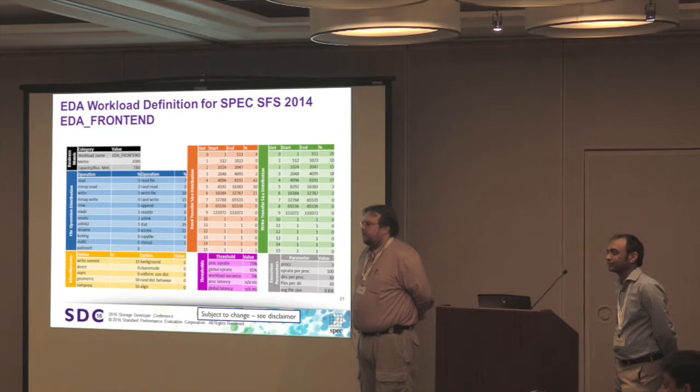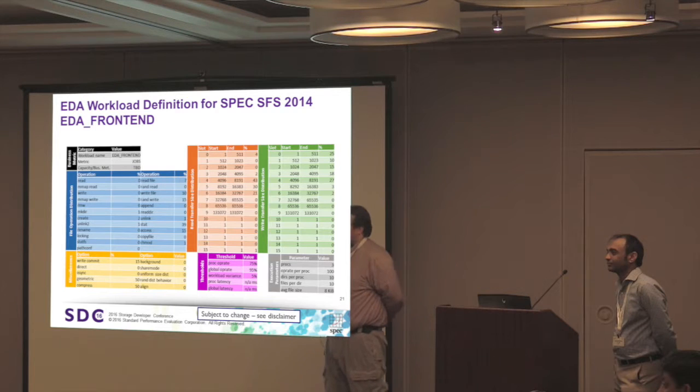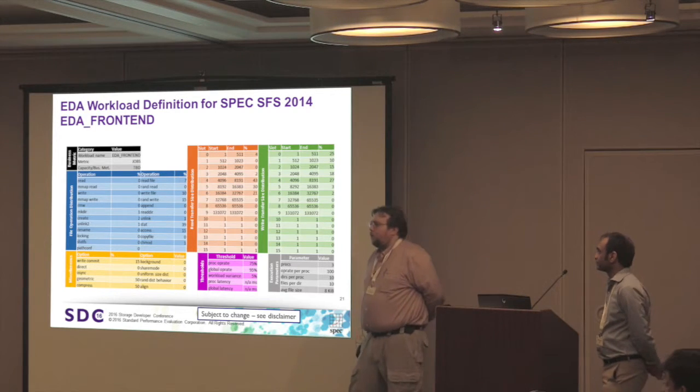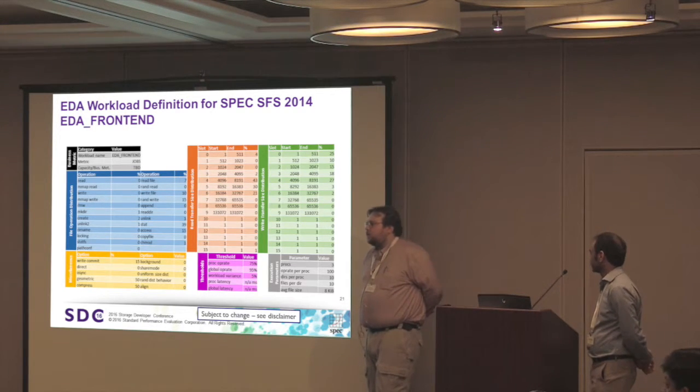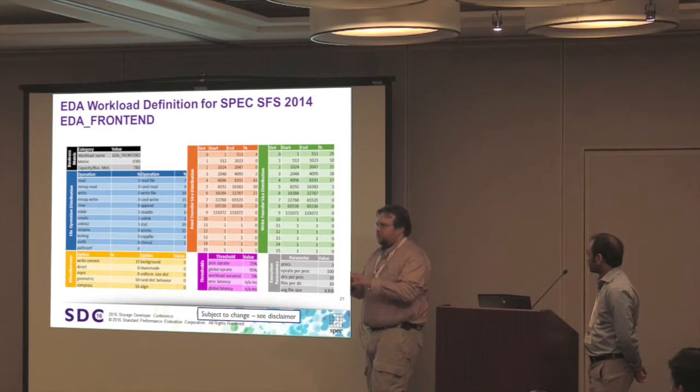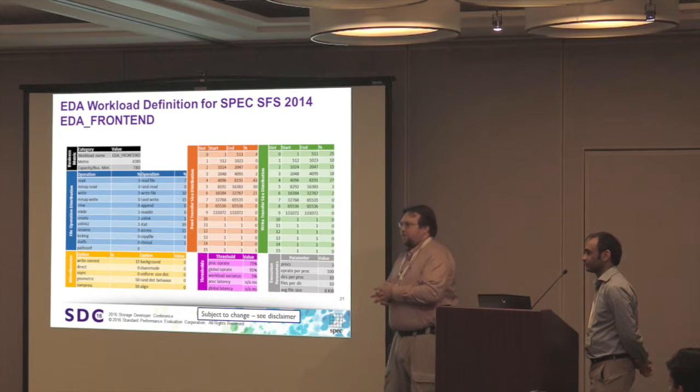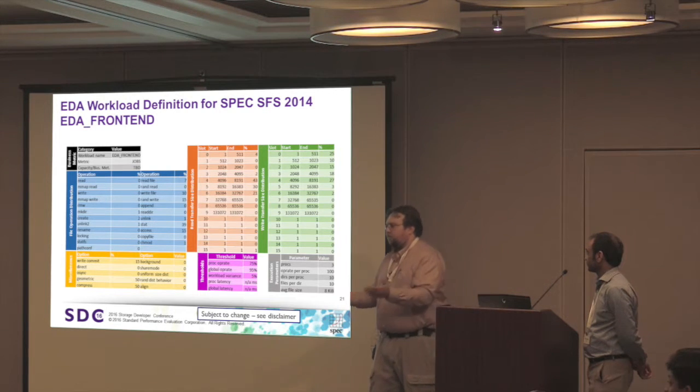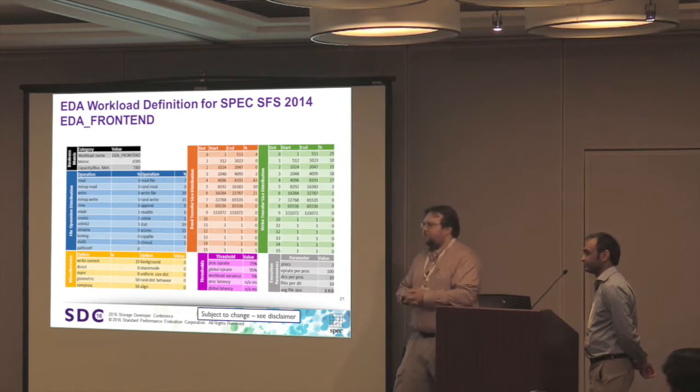Somebody's going to publish two numbers, one for front end, one for back end, or is this a combined workload? You can only publish the EDA as a whole. The component workloads, you can't separate those out and publish them. If you wanted to, when you have a copy of the benchmark, you could separate them yourself and run them separately if you wanted to. It's a fun exercise. But you could only publish EDA as a whole.